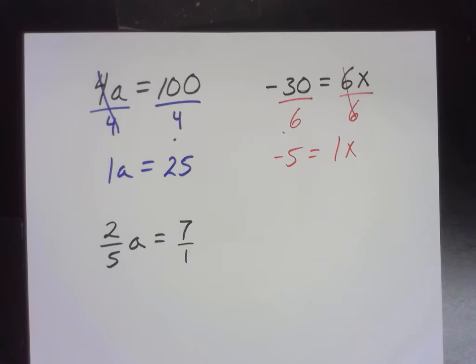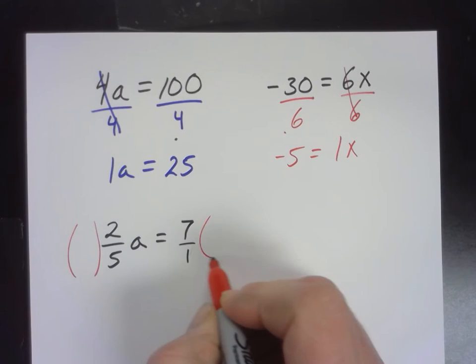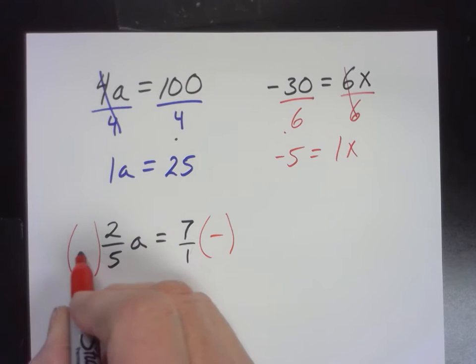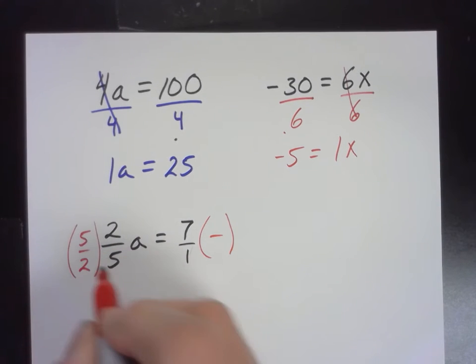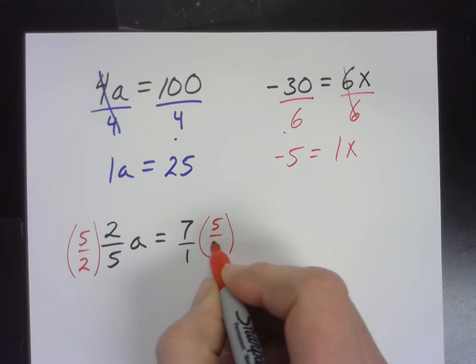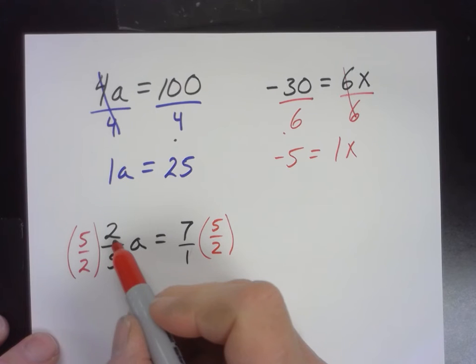Are you guys using a dot for times or an X for times? Don't do that. What are we going to use to show multiplication here? Yeah, parentheses. So we don't want to use a dot or an X or anything right now. So if I multiply both sides by the reciprocal, will it still be equal? It'll still be equal.